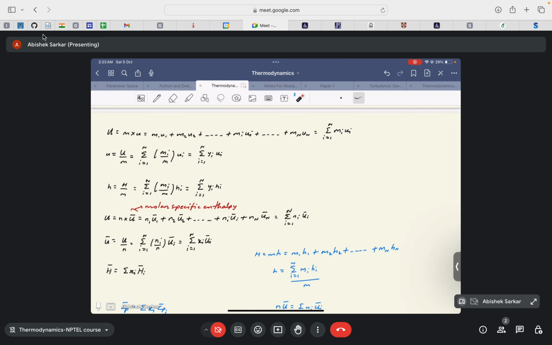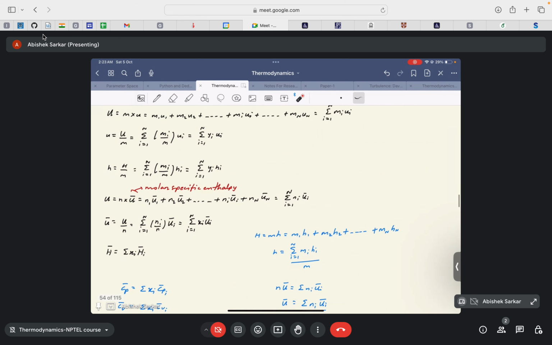With a similar analogy, we can also define the specific enthalpy of this mixture as the summation of yi into hi, where i varies from 1 to n. Okay, with a similar concept in our head, we can again deal with the molar specific enthalpies as well. Sorry, there has been a typing mistake. It should be molar specific internal energy.